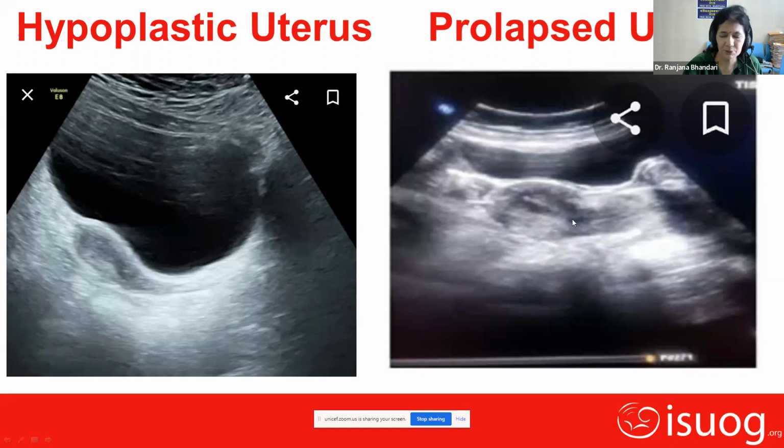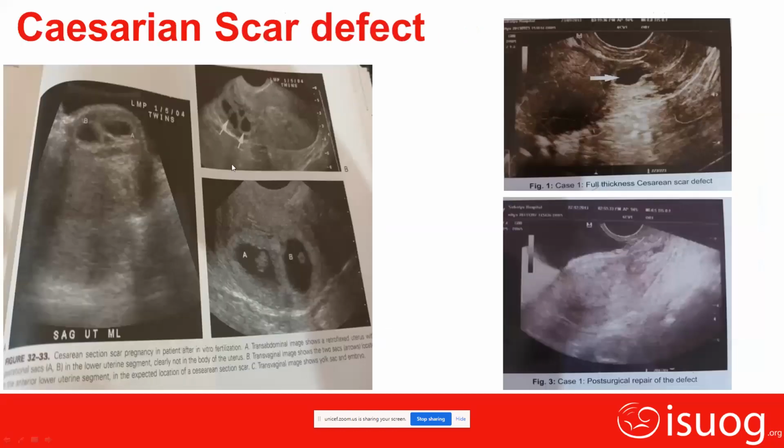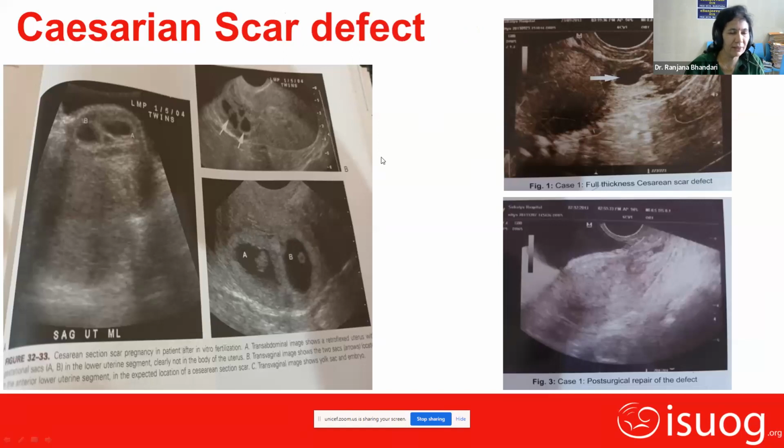So this is prolapse uterus. We should write down in the report as retroposition or low-lying uterus with descent, because it has gone a descent inside the. So now comes another important point: cesarean section scar defect.